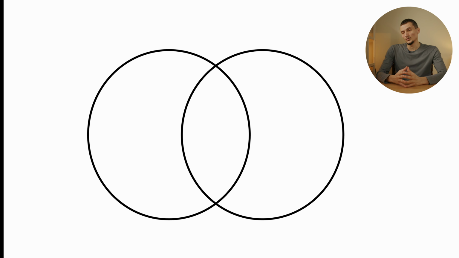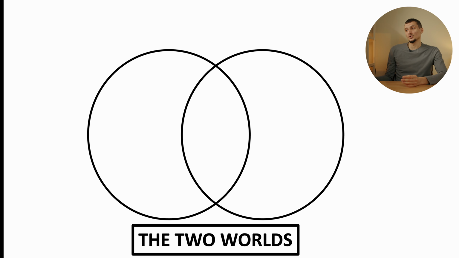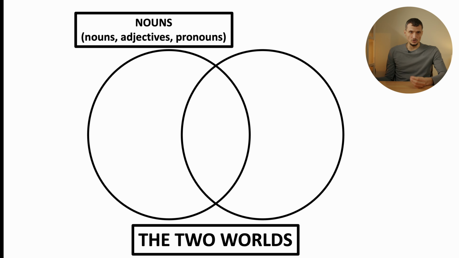Last time we said it's very useful to think of Slovenian grammar, especially as a beginner, in terms of two different worlds. The two overlapping circles on screen represent these two worlds. We have the world of nouns on the left and the world of verbs on the right.